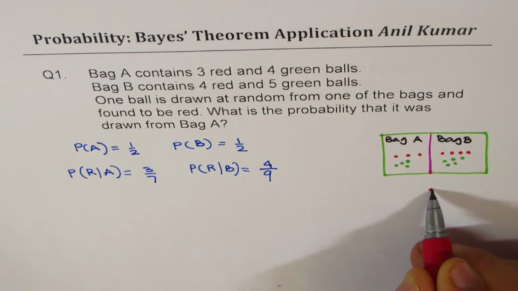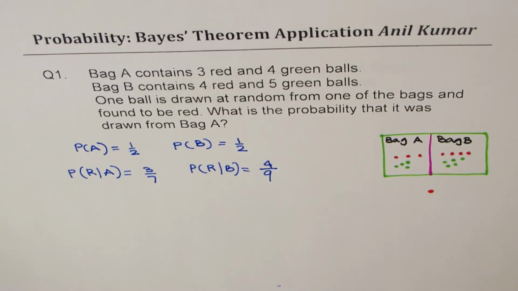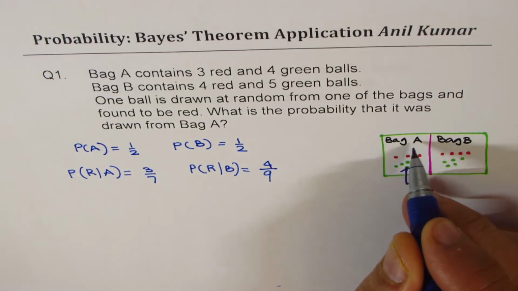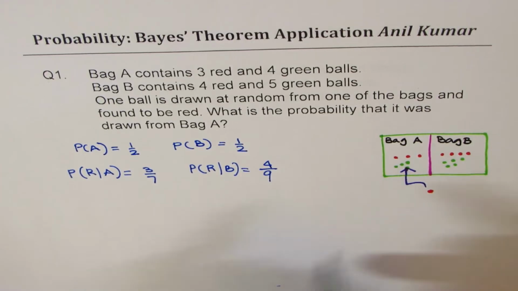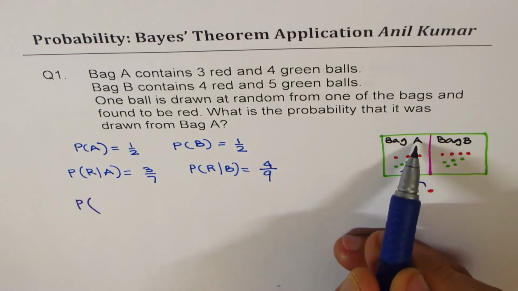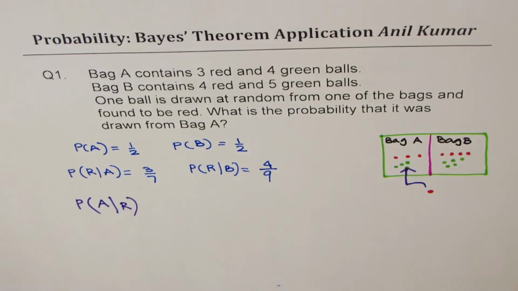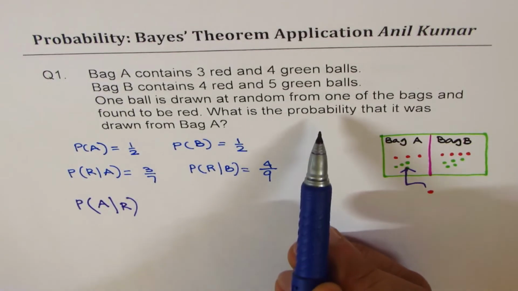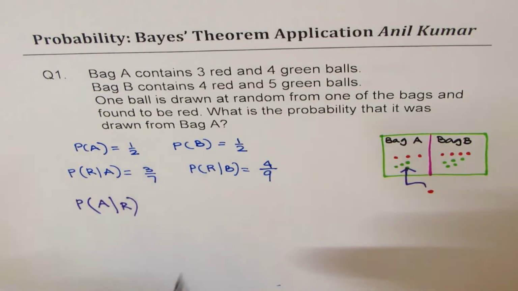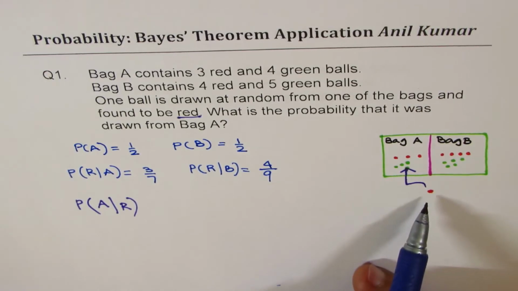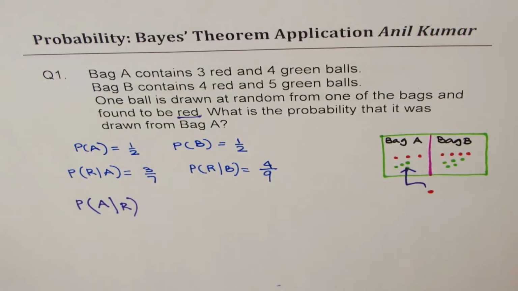And let us say we know that the ball drawn is red. What are we looking for? We are looking for the probability of this red ball coming from bag A. So what we are looking for here is the probability that bag A was selected to give this result of red ball. You get an idea. What is the probability that the red ball was drawn from bag A? So this ball which has been drawn, that should be equal to what?